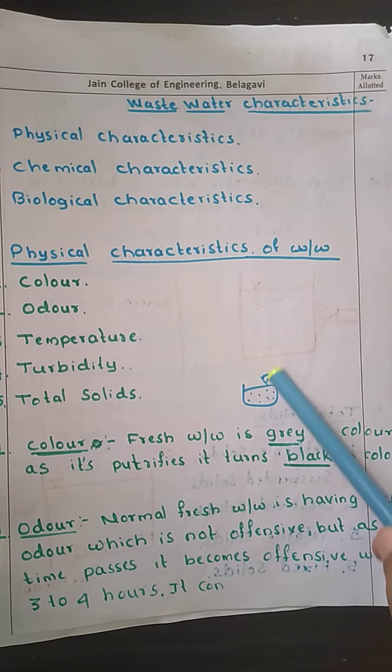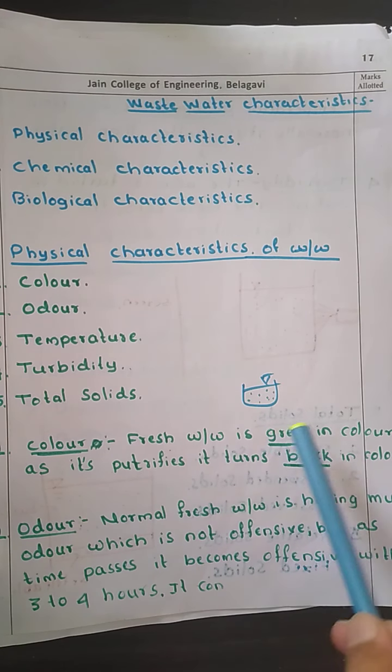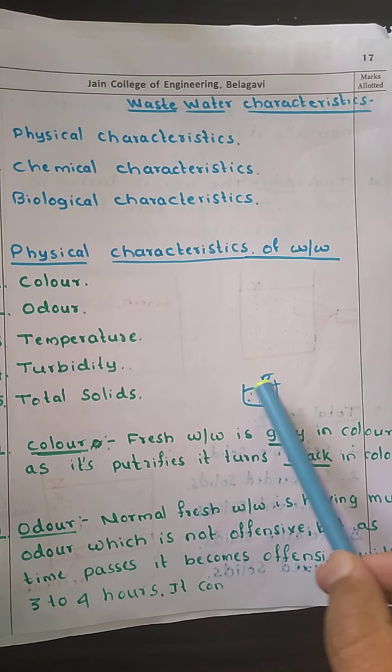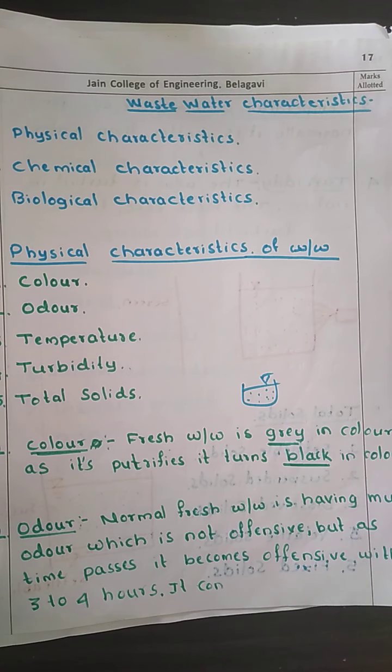Earlier the fresh wastewater will be gray in color, but as time passes, it is going to convert into black color. The reason is the wastewater has organic matter, and along with that organic matter, there are some microbes in that wastewater. In order to survive, these microbes consume the food in the wastewater, that is the organic matter, by consuming the oxygen which is present in that wastewater.